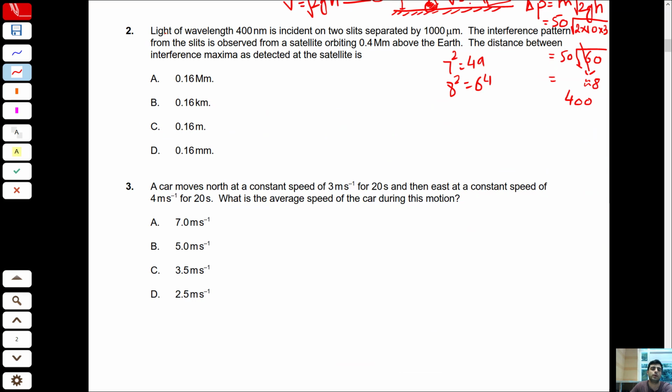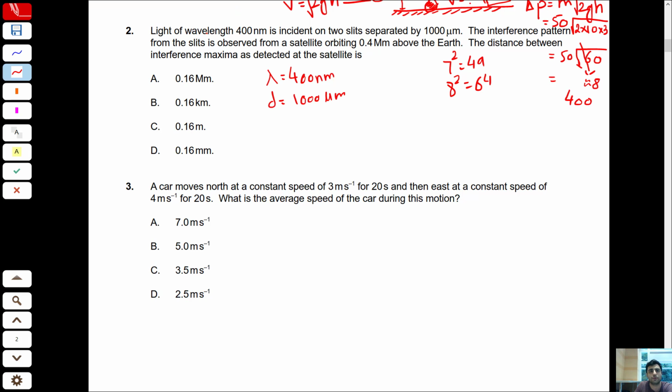Question number 2. Light of wavelength 400 nanometer. So we have the wavelength 400 nanometer. Nano is 10 to the power of negative 9. So we have 400 nanometer is incident on two slits separated by 1000 micrometers. So we have the slit separation, 1000 micrometer.